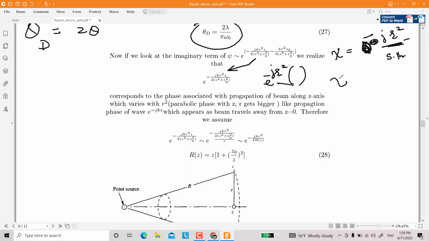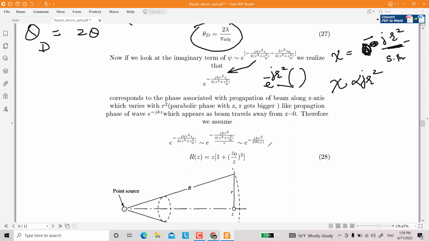See, chi varies with r square with j here. So this phase is more like a parabolic phase. So that is why this phase is called parabolic phase. And this phase has to do with z and r, right? So how will you describe this thing? See, this is a phase, right? And it has to do with r and z, and the phase is parabolic. So it gives us it.